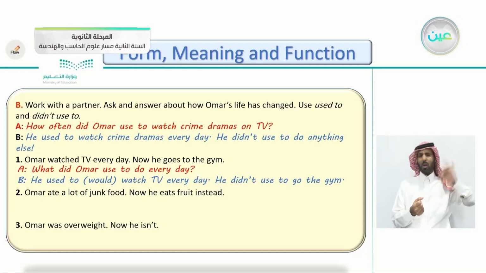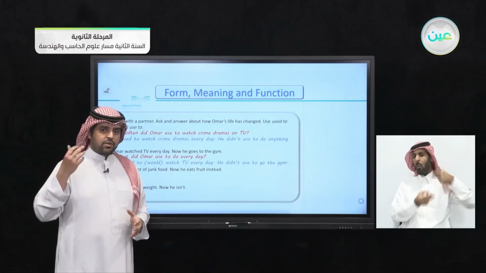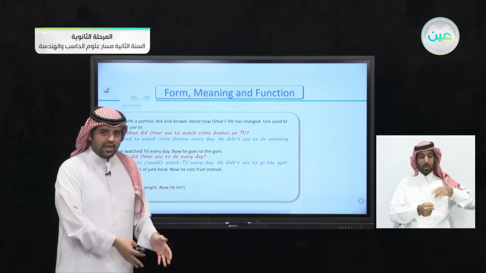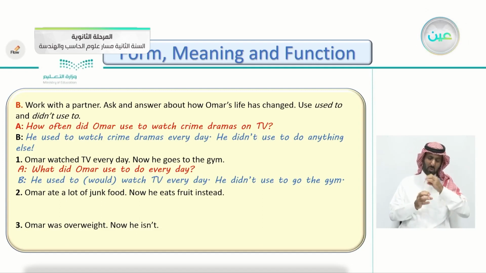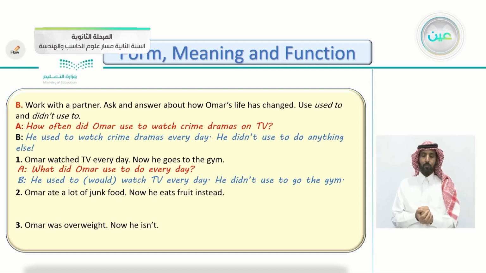The second one, Umar ate a lot of junk food. Now he eats fruit instead. Same as the question before. We know something about someone's history. What did he do in the past and what's he doing now? Again, Umar ate a lot of junk food in his past. Now he eats fruit instead. So just like the previous question, give me a question and an answer.